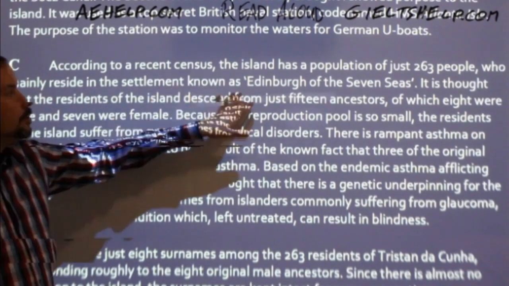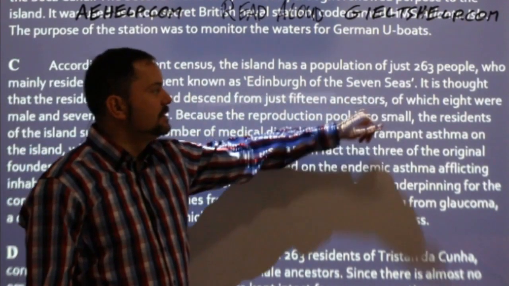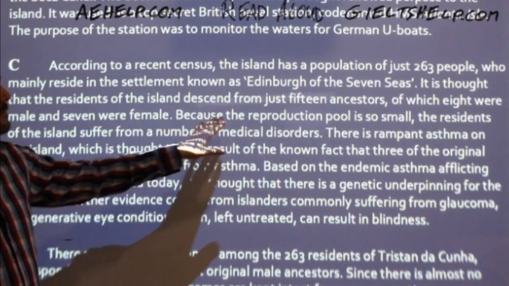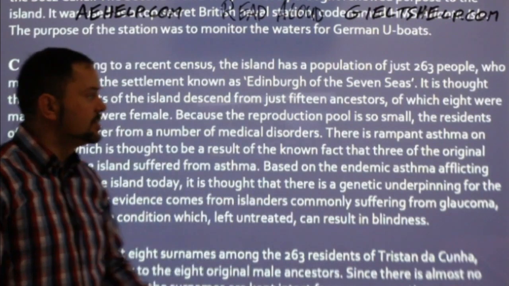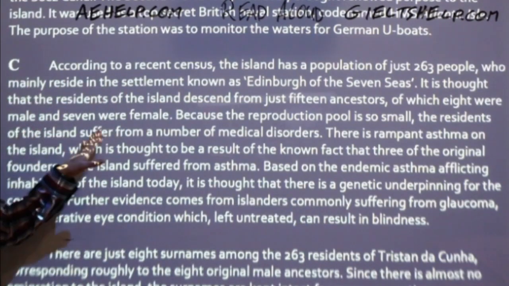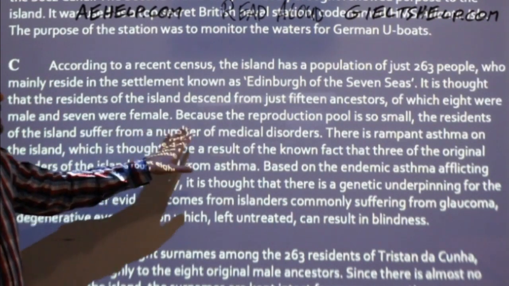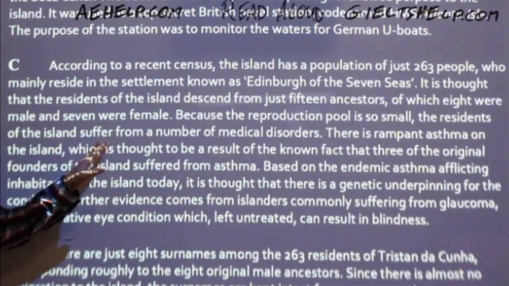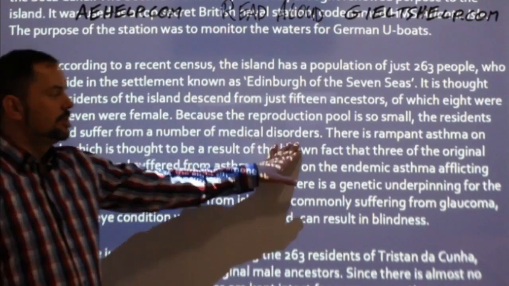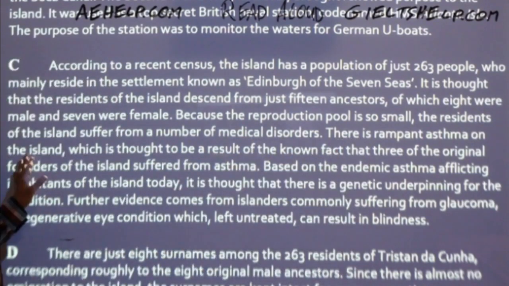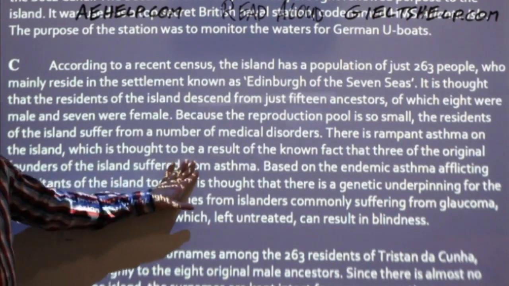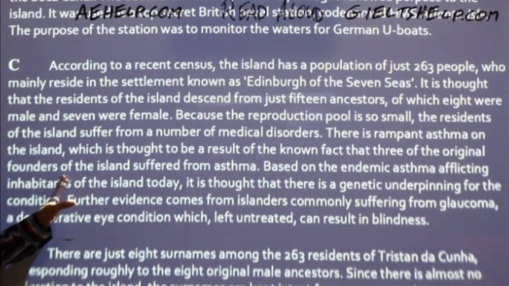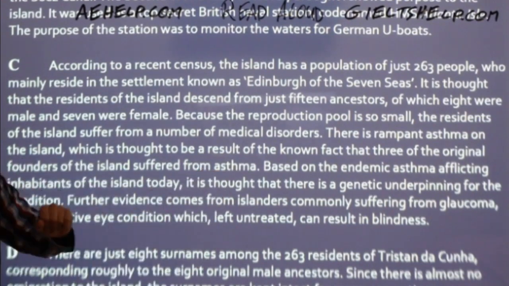the settlement known as Edinburgh of the Seven Seas. It is thought that the residents of the island descend from just 15 ancestors, of which 8 were male and 7 were female. Because the reproduction pool is so small, the residents of the island suffer from a number of medical disorders. There is rampant asthma on the island, which is thought to be a result of the known fact that 3 of the original founders of the island suffered from asthma.